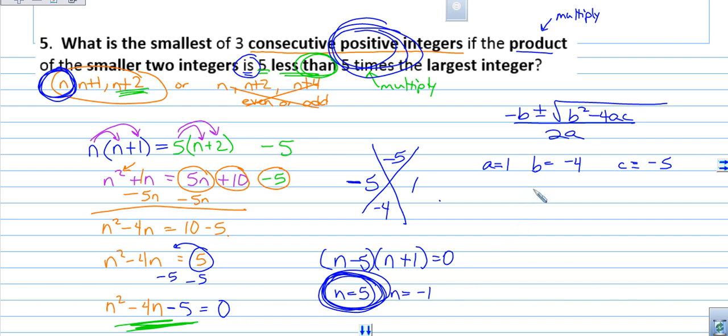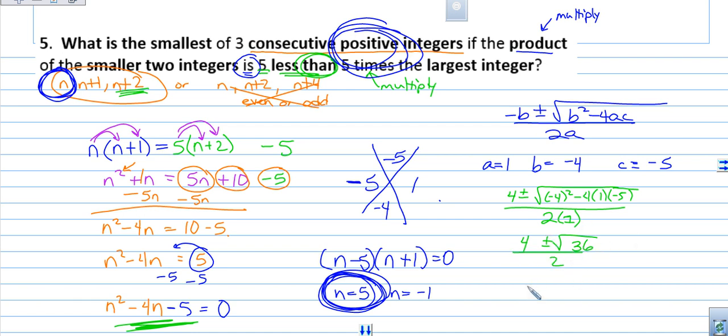So now I go, the opposite of -4 is +4, plus or minus the square root of -4 squared minus 4 times 1 times -5, close parentheses. So now all over 2 times +1. Okay? Now you do what's in here. So you get 16 plus 20. 16 plus 20 is 36, plus or minus 4 all over 2 times 1 is 2.